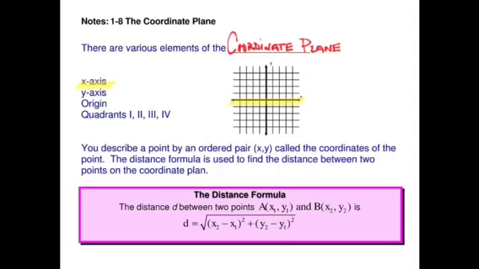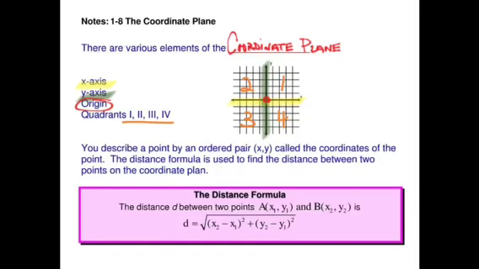The x-axis is what runs horizontally, the y-axis runs vertically, and they meet at the origin. Those are my starting points as we go through anything with coordinates. I know x is left and right, y is up and down, and where they cross is going to be our ordered pair 0, 0. We're given names for these quadrants. I've broken it up into 1, 2, 3, 4 quadrants, quad meaning 4, and I label them just like that.